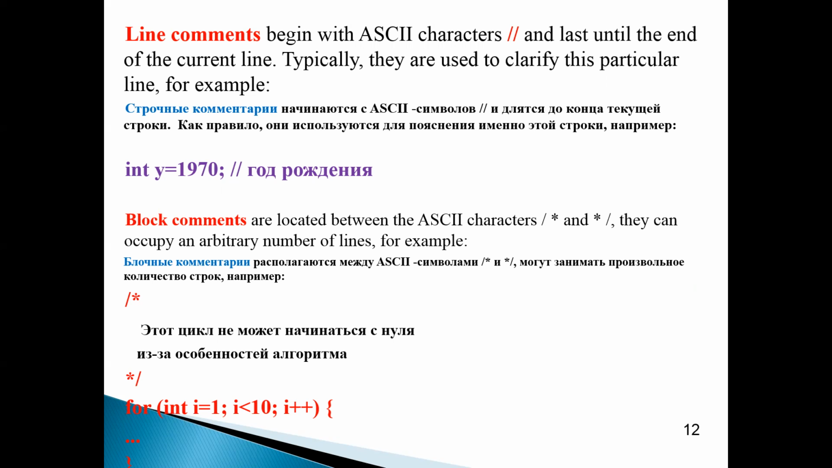Next comment, block comments. Block comments are located between the ASCII characters slash-asterisk and asterisk-slash. They can occupy an arbitrary number of lines. For example, you can see a fragment of the code.